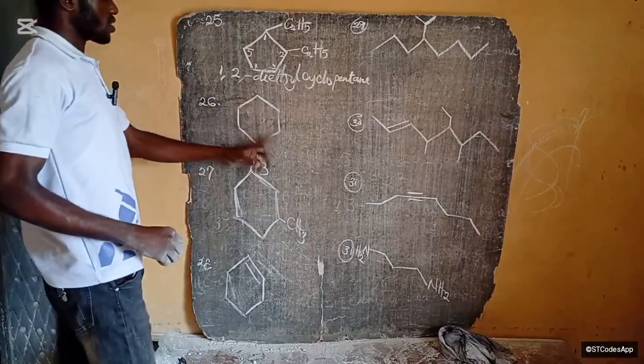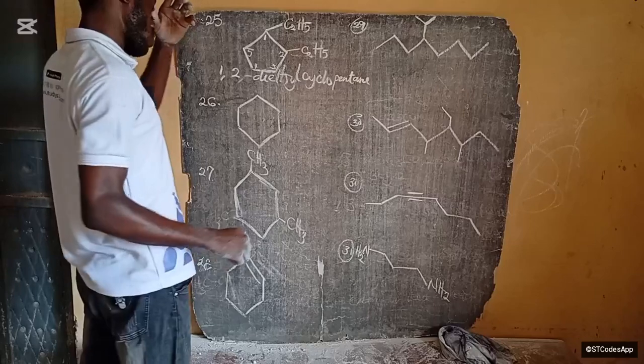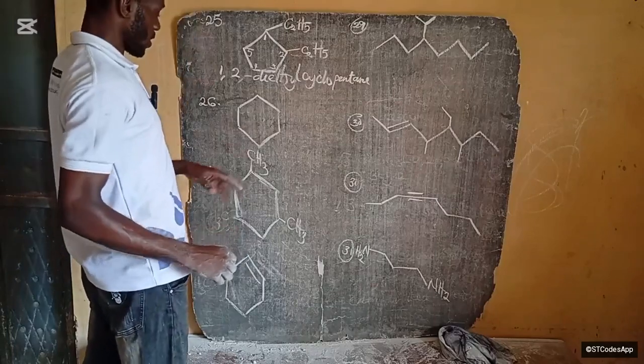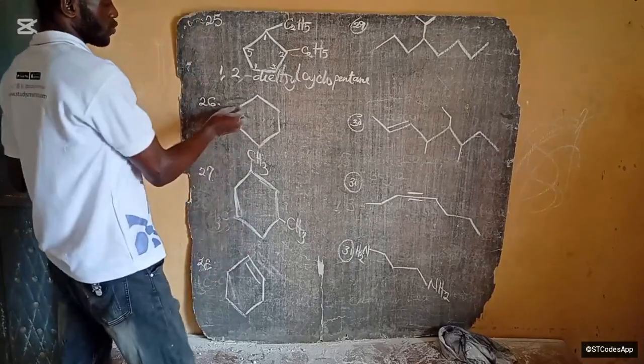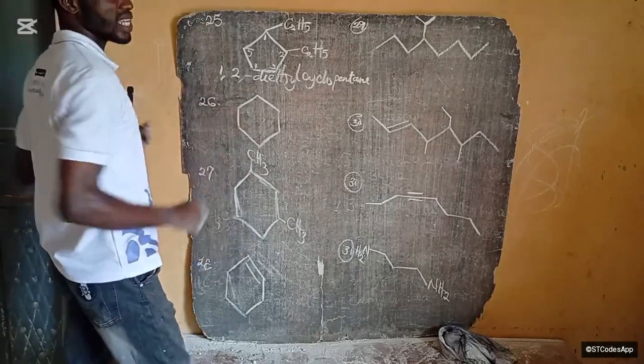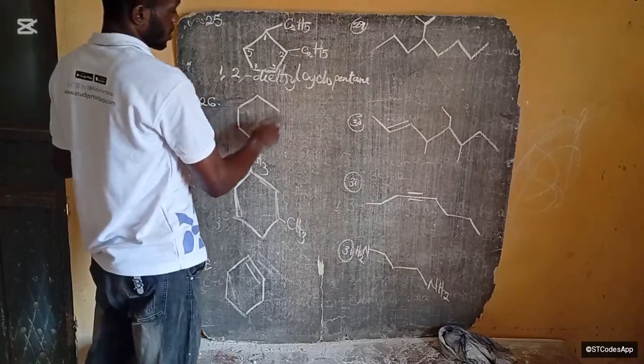We have 1, 2, 3. Here we can number from any direction because there is no substituent and no double bond. Now let's say I put a CH3 here. We'll now start from here. Is that okay? So we have 1, 2, 3, 4, 5, 6.